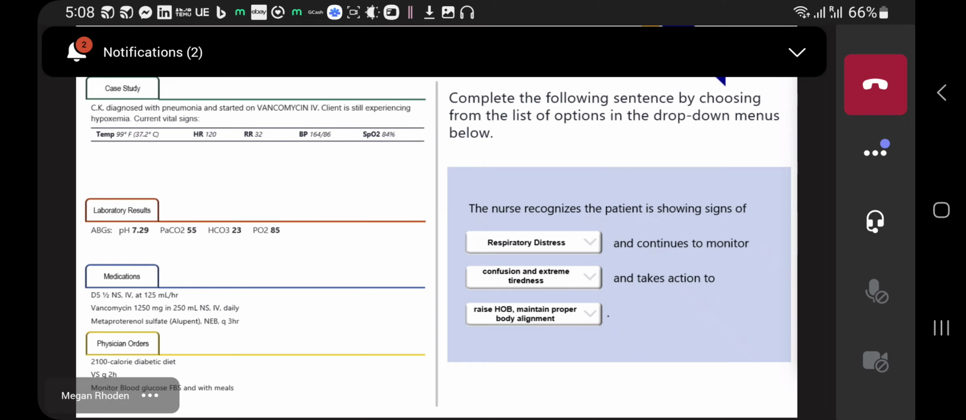If your client or your patient is at 84%, they're going to need to be on more oxygen than that. So probably about 5 liters and possibly even a mask, instead of just nasal cannula. So we would want to take action to raise the head of the bed to help maintain proper body alignment, to improve that lung expansion, and then to, of course, prevent aspiration.